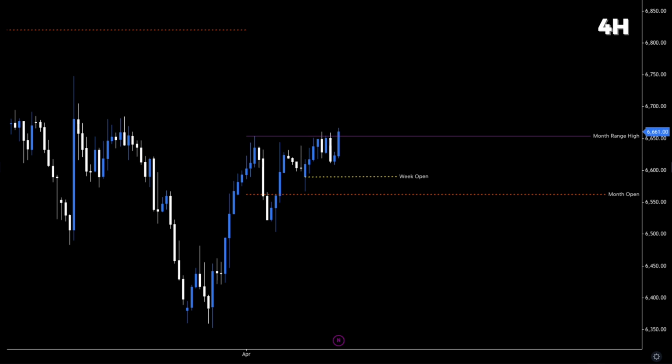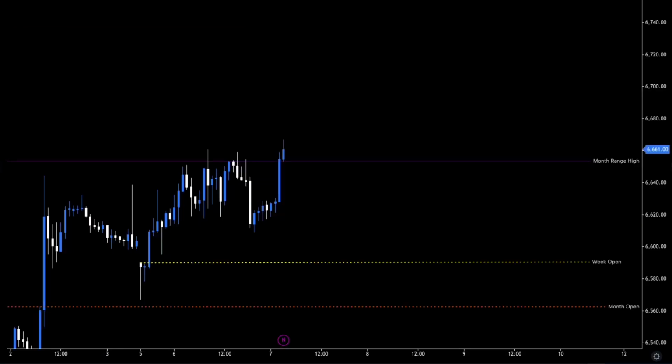But I'm not thinking about entries yet. I'm watching behavior. Let's zoom in. Does price accept above this level? Or is this just a quick move? That's the only question that matters.